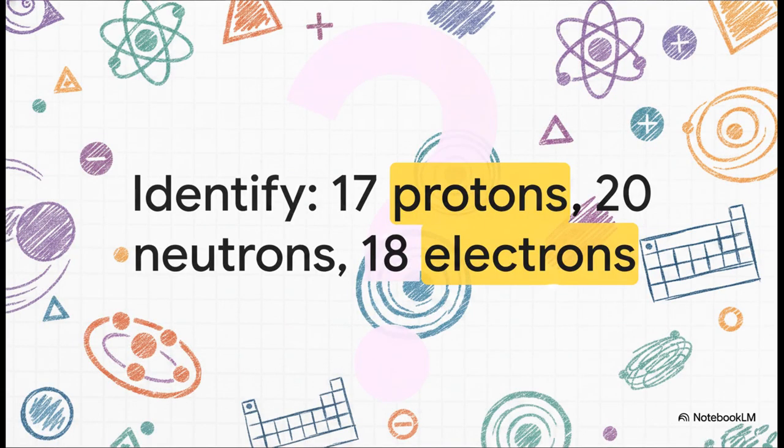I want to leave you with a final, provocative transfer challenge that brings all of this together. Imagine you're in the lab and you're analyzing a mysterious particle. You find it has exactly 17 protons, 20 neutrons, and 18 electrons. Based on everything we just covered today, what is its element identity, what is its mass number, and what is its overall charge? Take a look at a periodic table, apply our rules, and see if you can solve the puzzle of this particle.